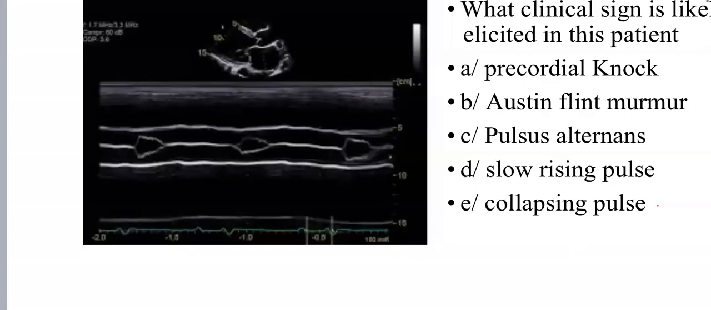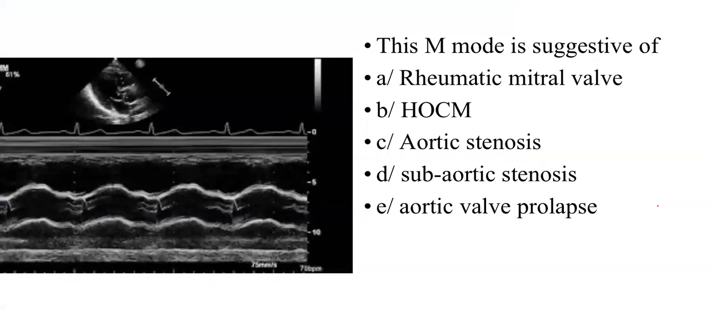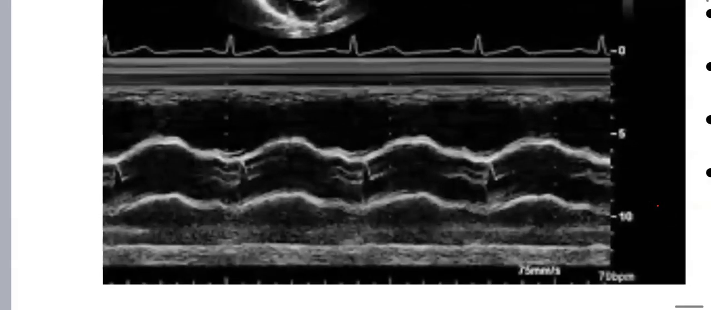Of rheumatic mitral valve, hook'em, aortic stenosis, subaortic stenosis, aortic valve prolapse. And I'm going to zoom in here. What do you think? Subaortic membrane. Subaortic membrane. Why is it not hook'em?